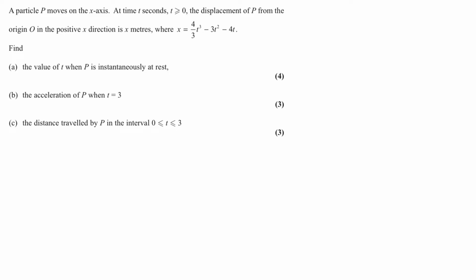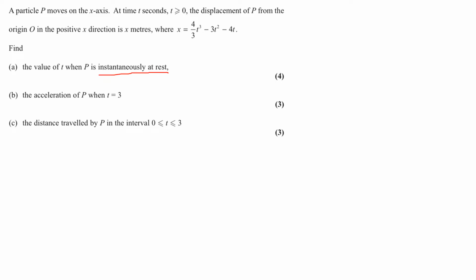I mentioned in the previous video that the term instantaneously at rest comes up very, very often in mechanics exam questions at A level. The term instantaneously at rest, which means momentarily not moving at that split second, means if it's not moving, we have to solve when the velocity is zero. But we need to have the velocity. We don't have the velocity. So we're given the displacement and we need to differentiate to get the velocity, and then we need to set that to zero. That's the understanding. That's what we have to do for part A. So let's do that.